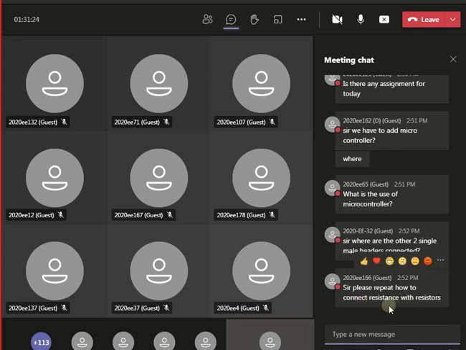Okay, how to connect resistance with resistors? I can't get your question. Connect resistance with resistors, what does that mean? Okay, what are the other two single male headers?